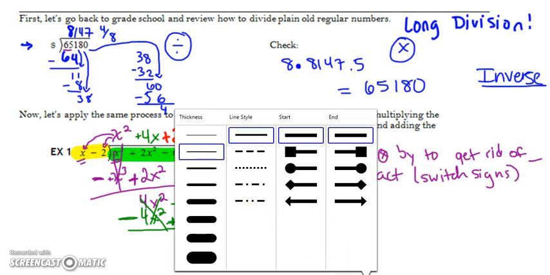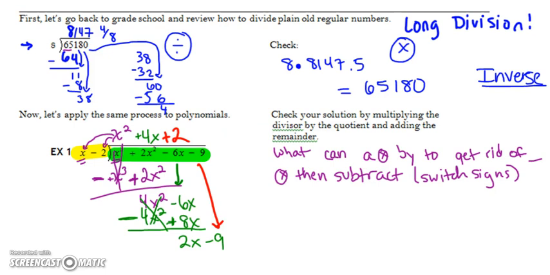Sorry, the pen is just too thick. Okay, and then 2 times x is 2x. 2 times 2 is 4, so that's a negative 4. And then I'm going to subtract.